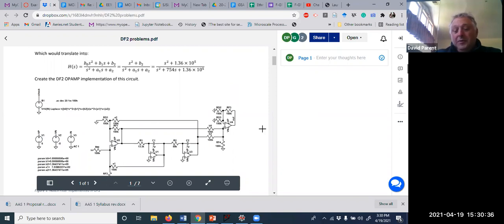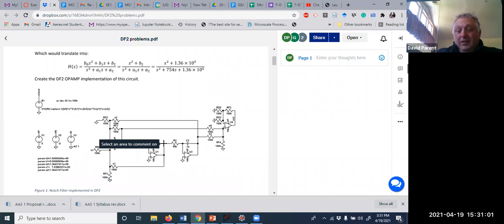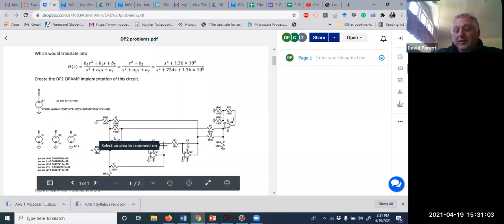Two inputs. Now, what if I was taking the output from here? Well, then S squared would be 0, B1 would be 0, B naught would be 0, excuse me. So there'd be no S squared term, and B2 would be 0, so there'd be no constant term. I just have B1, and that's inverting. So in fact, I do need to add an inverting gain stage.